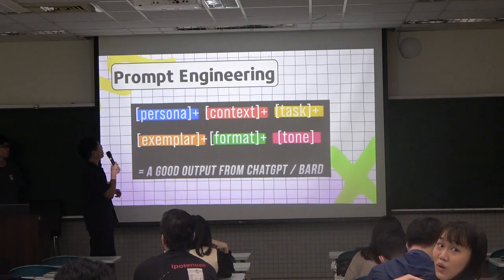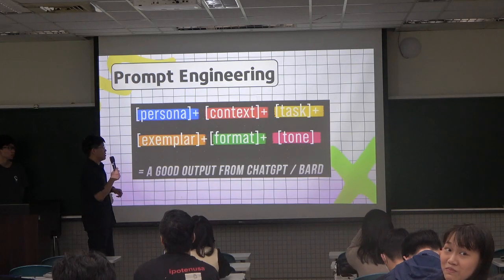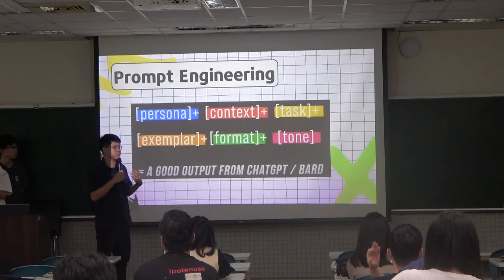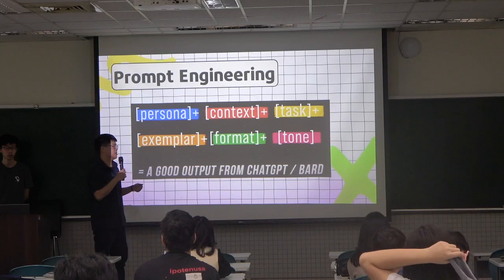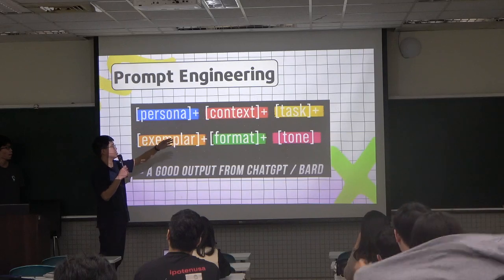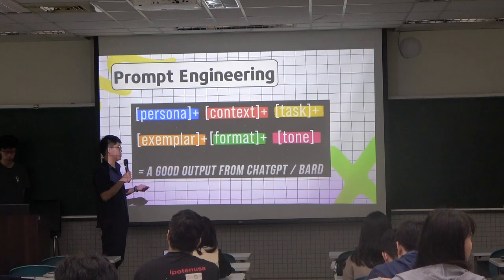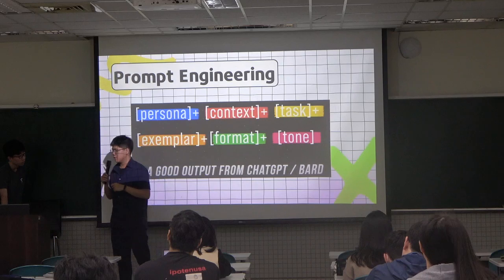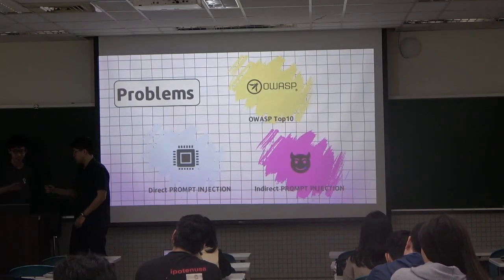Let's talk about prompt engineering. If we want to ask the large language model a question, we may want a more precise response. If we add the persona, context, task, exemplar, format and tone, we may get a better output from the large language model. Next, we're going to talk about the problems.